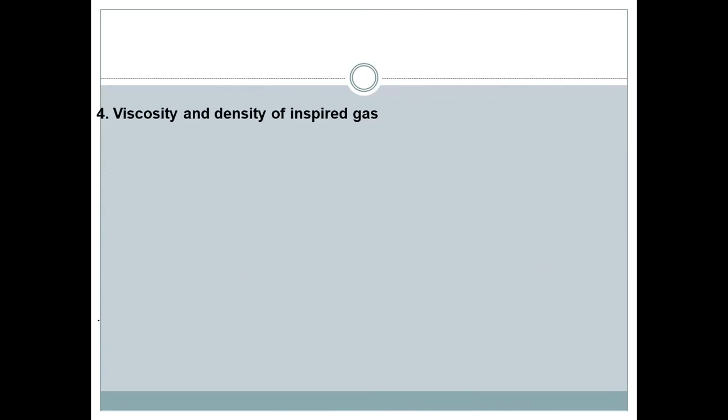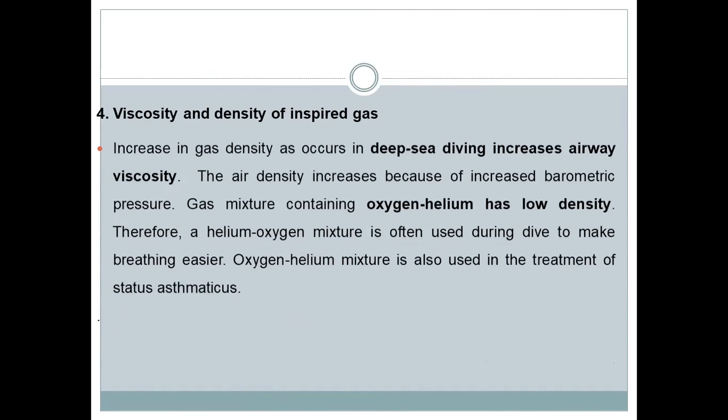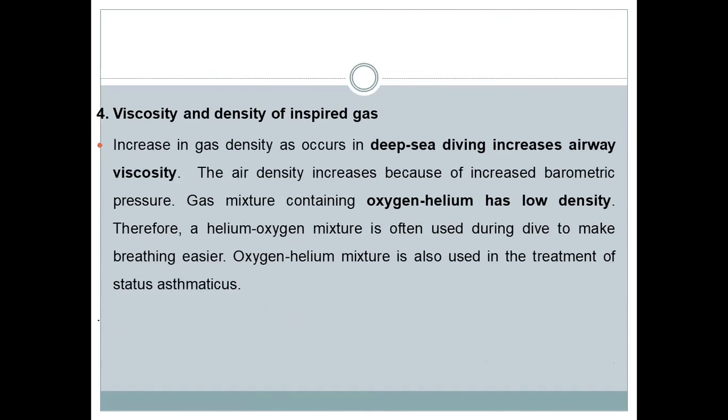Diameter first, second is lung volume, third is bronchial smooth muscle tone. And the fourth important factor which is affecting the airway resistance is viscosity and density of inspired gas. You know that these gas properties, from the outside, you are allowing these gases to go inside your body. Now the gas will change its property, and this again you have to keep in mind. The viscosity of the gas and the density of the inspired gas, always you have to keep in mind.